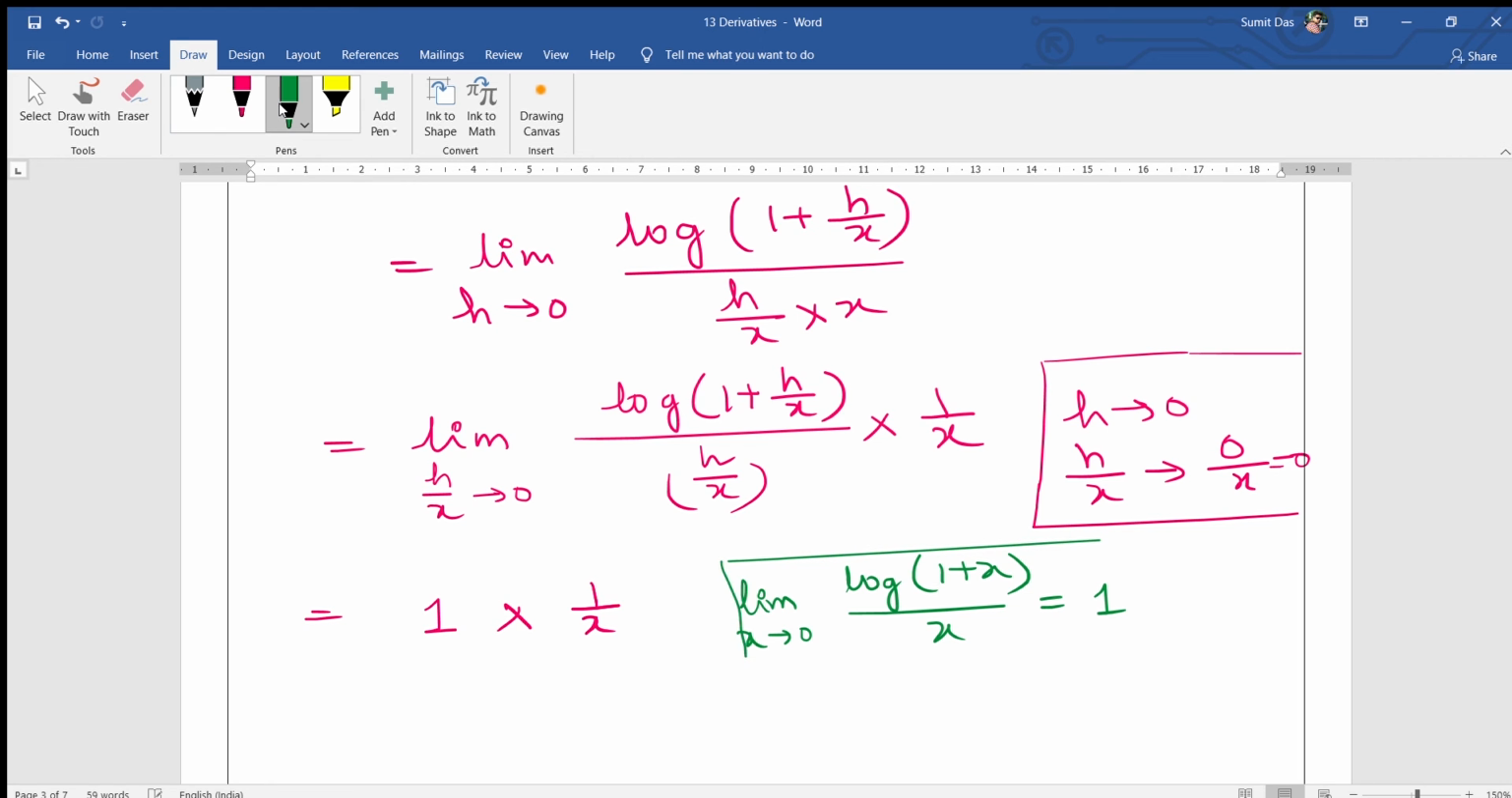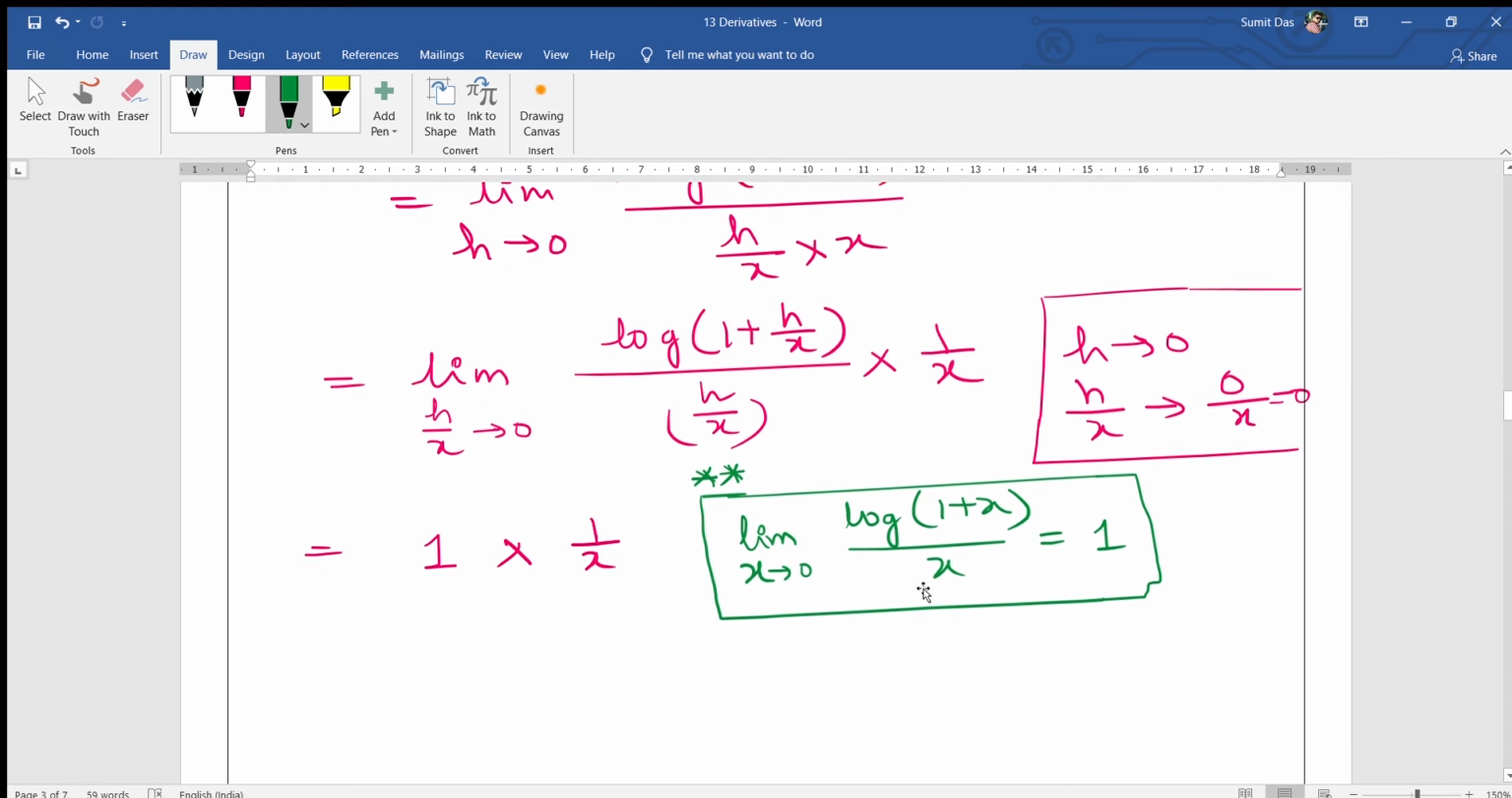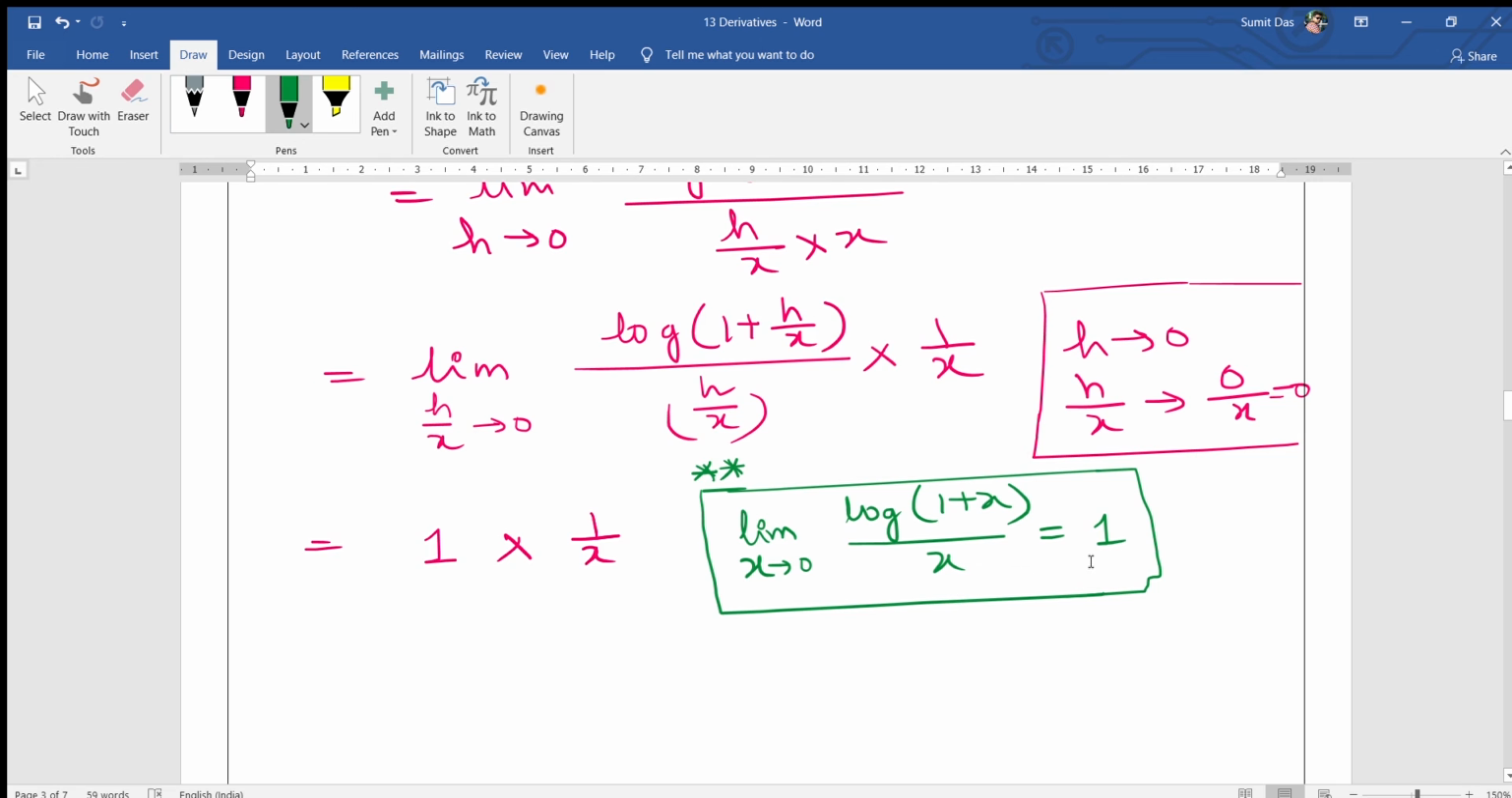This formula we skip because this year it is also omitted. This year this thing is also omitted. I don't know why. This is a very important part actually. So I did not show you this one, but remember this formula. This is an important one, especially for competitive exams: limit x tends to 0 of log of 1 plus x by x equals 1.